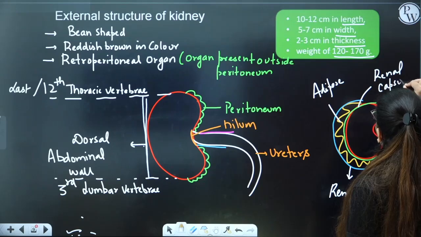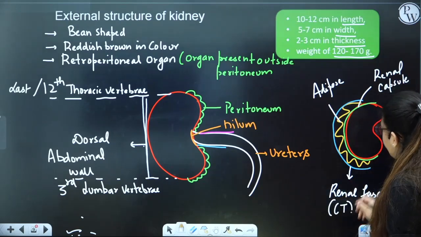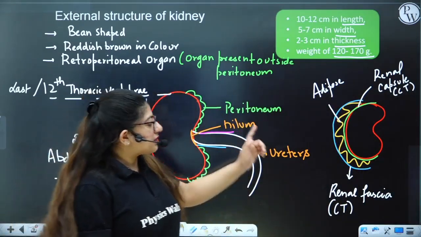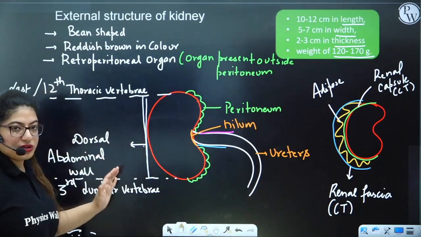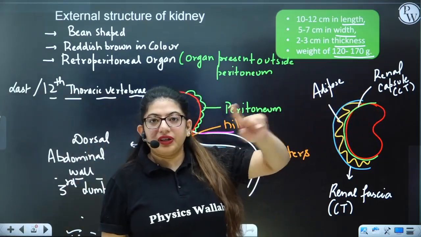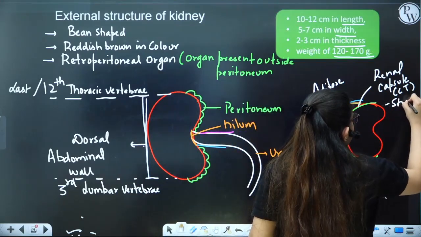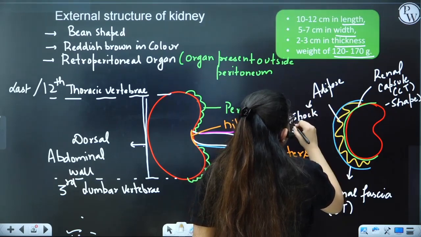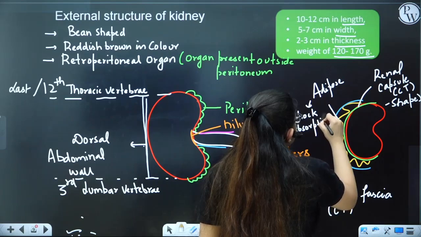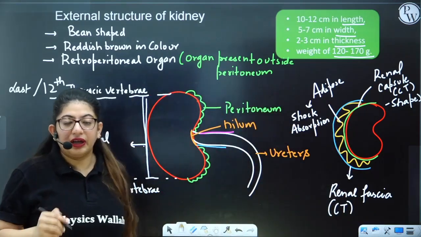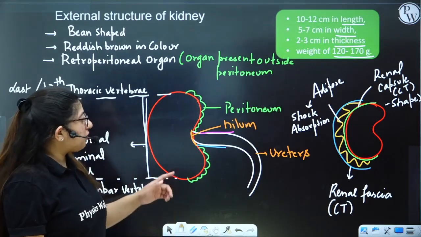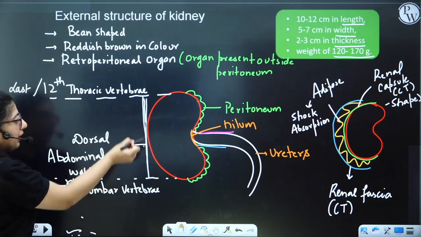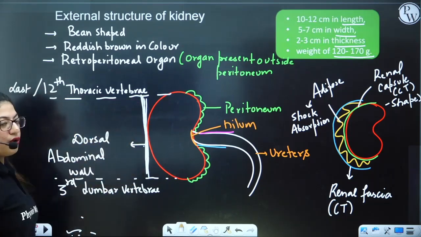Renal capsule and renal fascia both are made up of dense connective tissue. Whereas renal fascia helps the kidney attach to the dorsal wall, and renal capsule provides shape. Then what is the function of this fat? It will provide shock absorption. It helps in protection. Okay, so there are these three layers present on the kidney, and the kidney is a retroperitoneal organ. That means it will have peritoneum on one side only, not on the other side. On the other side, the kidney will be directly attached to the abdominal or dorsal body wall.